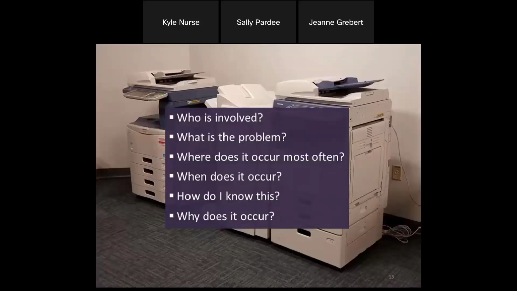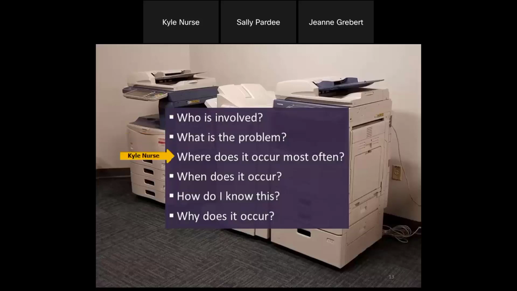So let's apply our problem solving process to the printer issue. Consider the following information. Who is involved? In this case, all of the unit employees sharing the two printers. What is the problem? The printer runs out of paper several times a week, and you are having to replace it when you aren't expecting to.